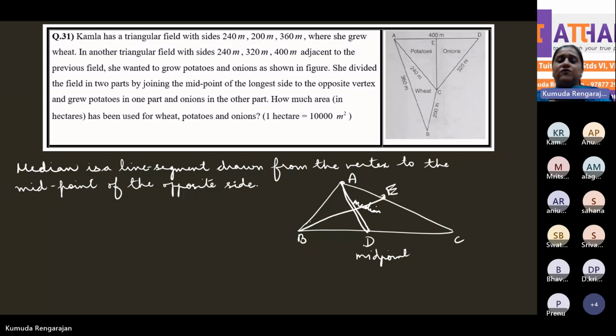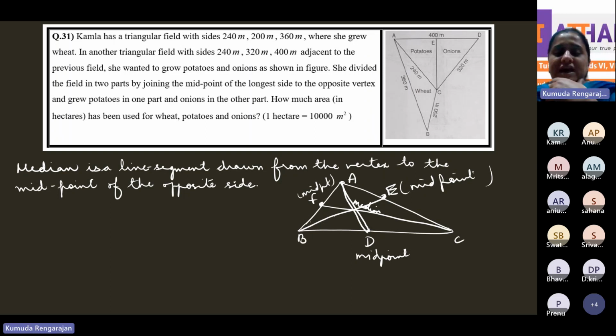Now, similarly, if E is the midpoint of AC, then BE is the median on AC because E is the midpoint of AC. Similarly, if F is the midpoint of AB, then CF is the median on AB. Why is CF the median? Because it's a line segment from the vertex to the midpoint of the opposite side. Do we understand this, children? Yes, ma'am.